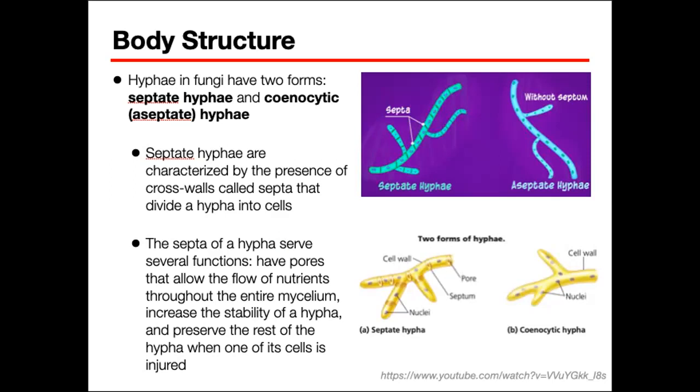Okay? Septate hyphae are characterized by the presence of these cross walls that divide hypha into cells. Yung septa naman natin of hypha can have several functions. So in between these cross walls, pwede siyang merong pores that allow the flow of nutrients throughout the entire mycelium. Okay? And in return, this would increase stability. And if septated yung ating hypha, what happens is it prevents damage. It preserves the rest of the hypha when one of its cells is injured.